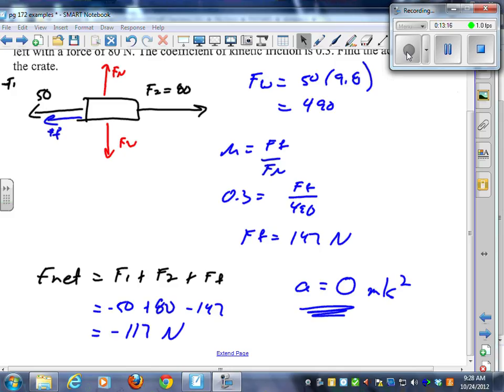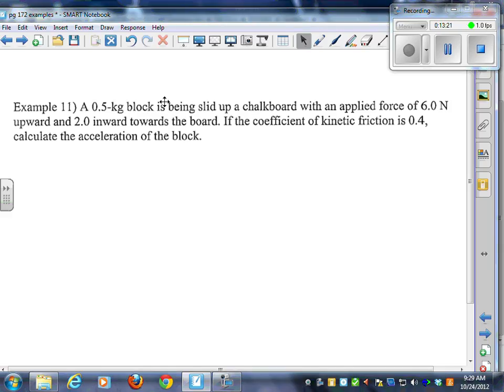Yeah. Okay. Let's look at number 11 here. A 0.5 kilogram block is being slid up a chalkboard with an applied force of 6 newtons upward and 2 newtons toward the board. If the coefficient of friction is 0.4, calculate the acceleration of the block. So this one's turned sort of sideways a little bit.